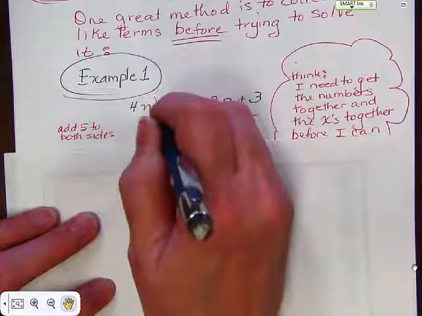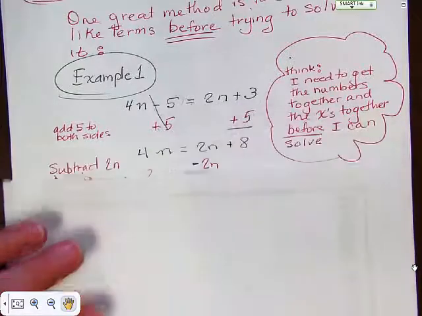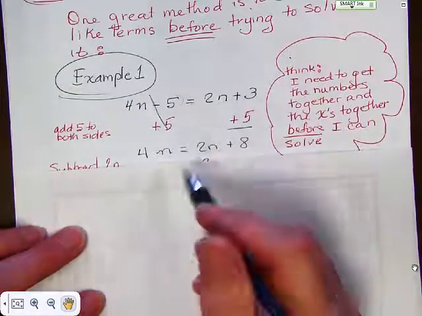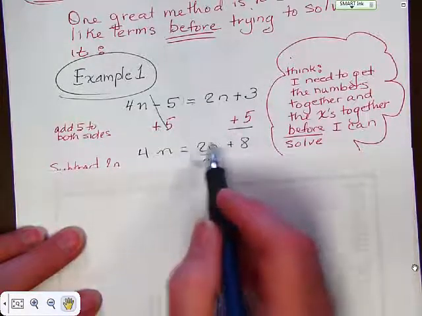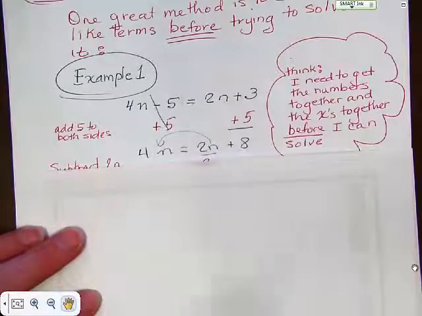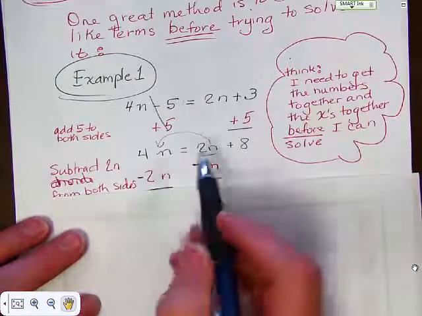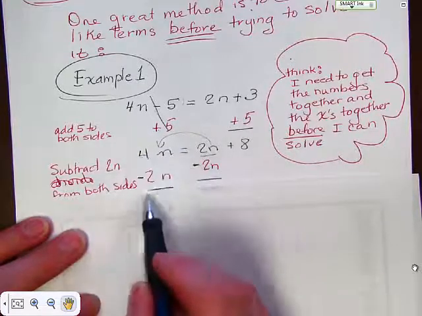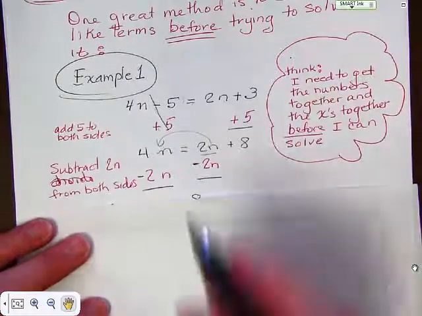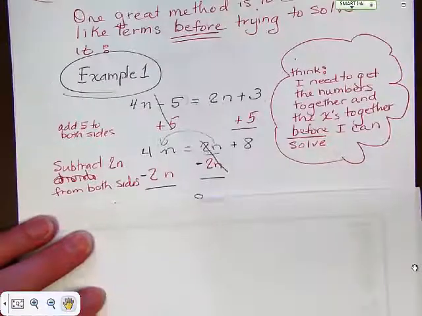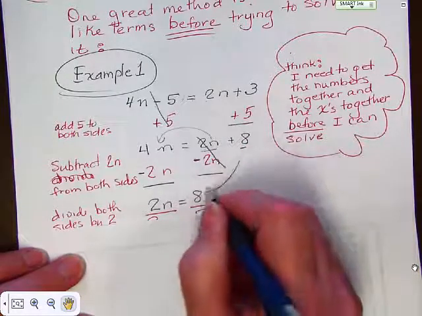So this goes away, okay? And we end up with 2n plus 5 plus 3, which is 2n plus 8. Okay? Now, we got the number moved over. We got to get the letter moved over to this side. Okay? So now we are going to subtract 2n from both sides to get this 2n over here. And we take 2n from 4n, and we get 2n. Now, you can't forget this 8, so it goes down here.